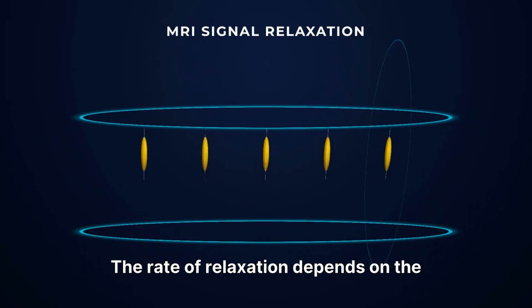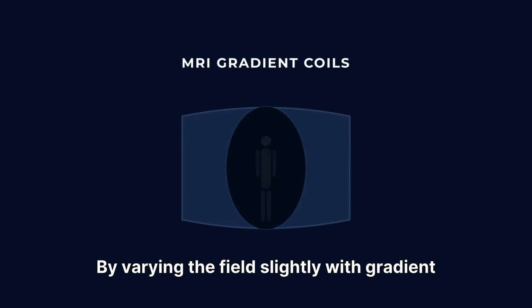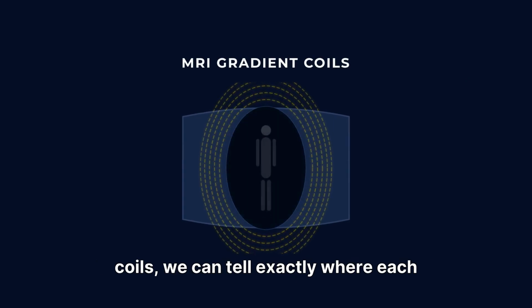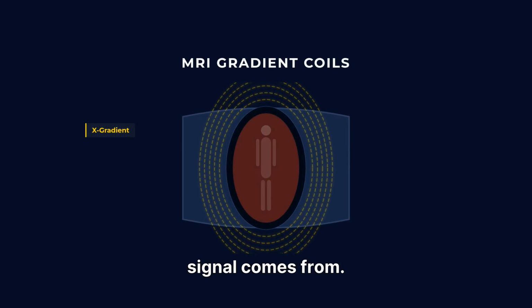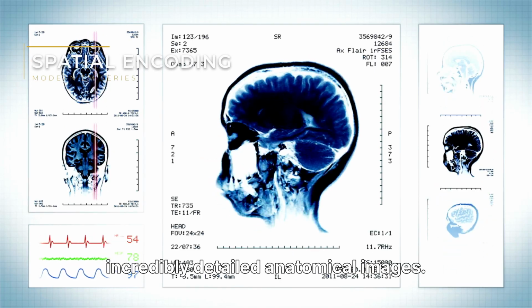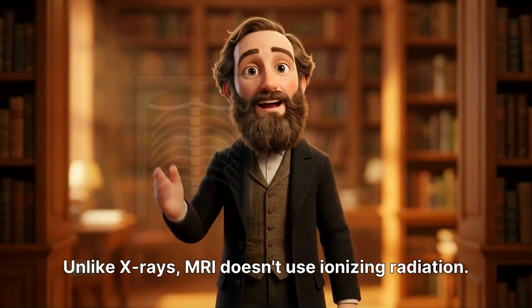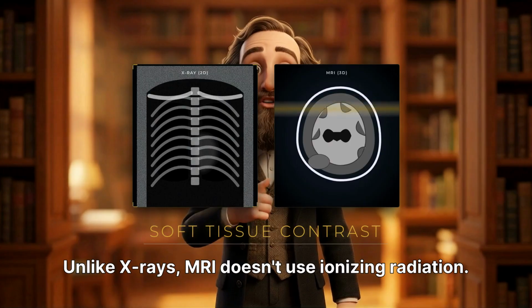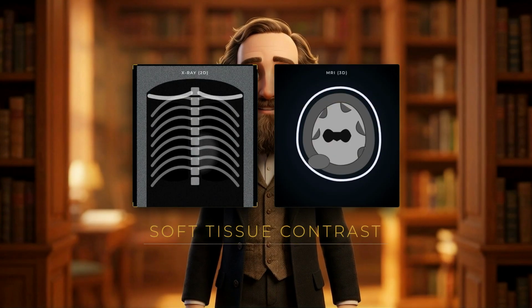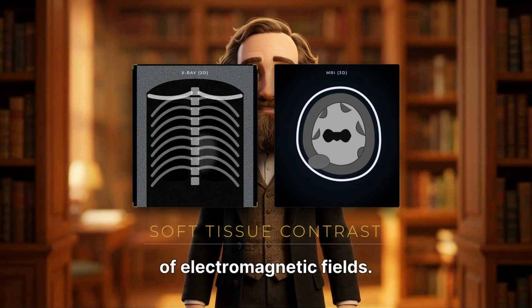The rate of relaxation depends on the tissue type. By varying the field slightly with gradient coils, we can tell exactly where each signal comes from. Computers then translate these field interactions into incredibly detailed anatomical images. Pure physics at work. Unlike X-rays, MRI doesn't use ionizing radiation. It's all about the gentle, precise manipulation of electromagnetic fields.